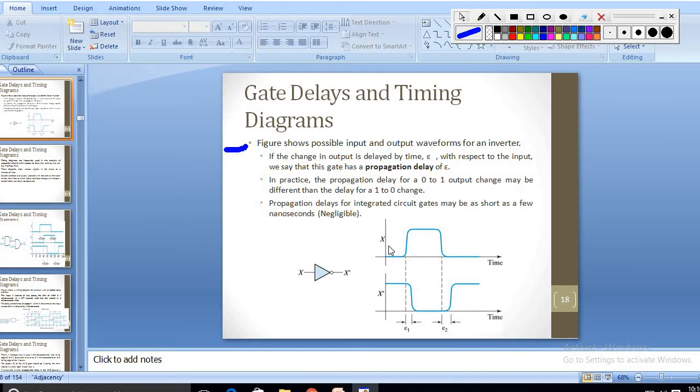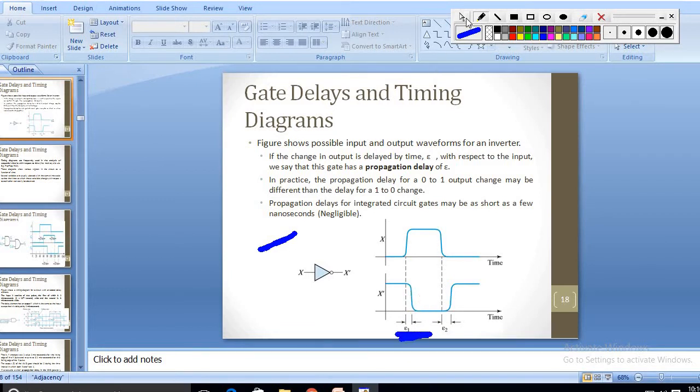This is your input, then this is your output graph. Initially it is 0, and after that it is slightly moving towards 1 at the input. But at the output side it doesn't change rapidly or instantly. It will take its time, and after that it changes. So this delay I need to call a propagation delay. Is that clear?